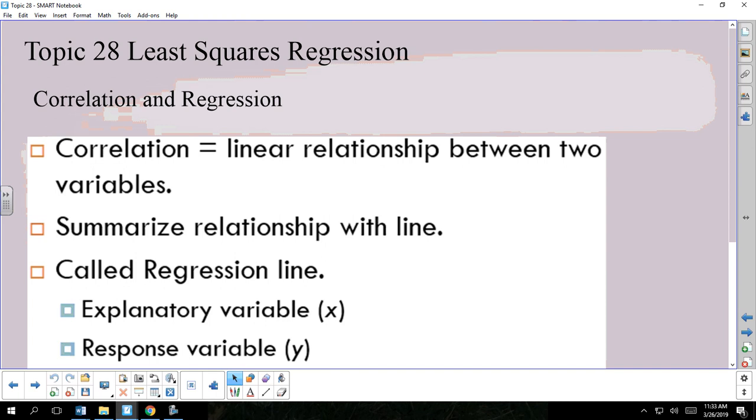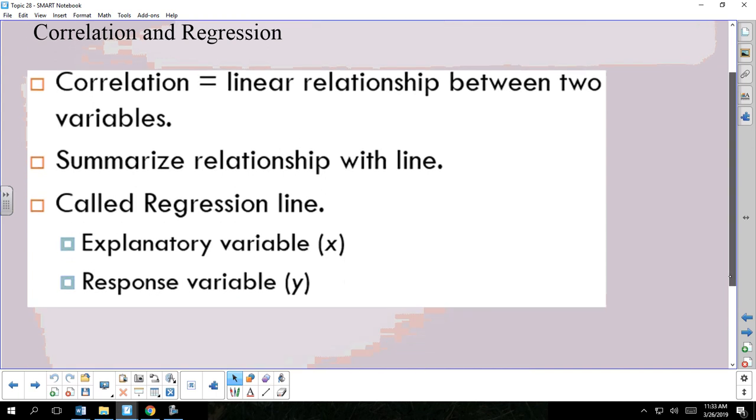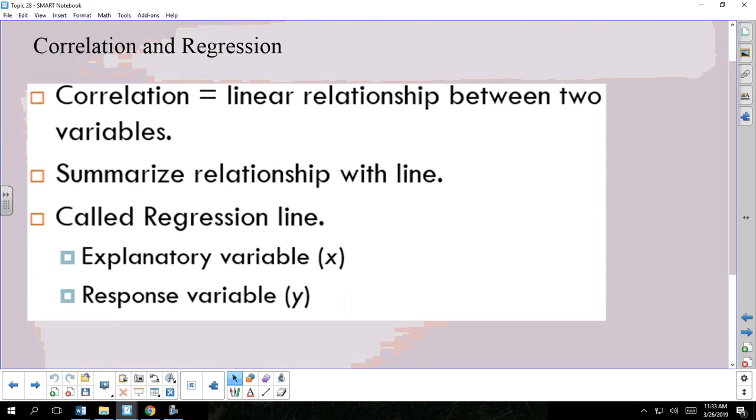Our correlation coefficient R gave us the strength of the relationship between two quantitative variables, or how well they fit into a perfectly straight line. It also gives us the slope of the regression line. So we're going to summarize that relationship with the line. It's called the regression line, where our explanatory variable is x, our response variable is y. So fairly straightforward, right? We've done this. Look at scatter plots, correlation, now we're fitting lines.